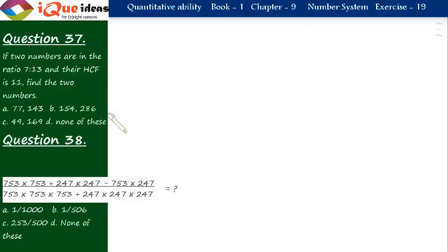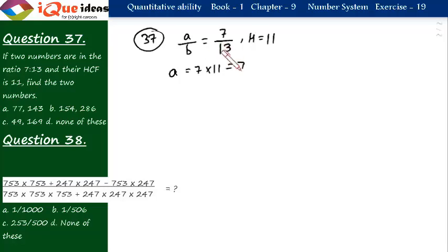Now the next question is same as one of the previous questions. Question number 37. It says two numbers are in the ratio 7 is to 13. So it is 7 by 13. So ratio must have been calculated after cancelling the common factor, highest common factor. And it is already given that HCF is 11. So straight away the numbers can be taken as 7 into 11, which is 77. And second number can be calculated as 13 into 7, which is 91.